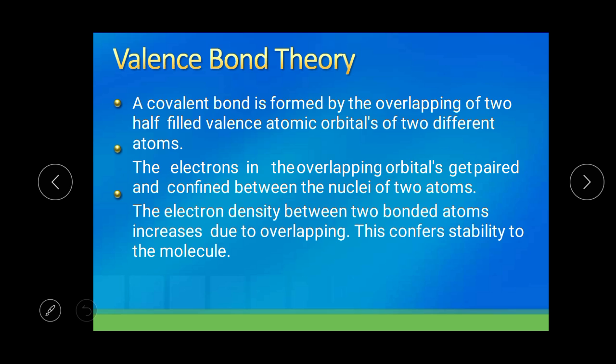There are mainly two types of covalent bond that we can explain. Before that, a covalent bond is formed by the overlapping of two half-filled valence atomic orbitals of different atoms. That is, the orbitals having a single electron. A single electron can be represented by this symbol. So these two single electrons will combine to form a covalent bond.